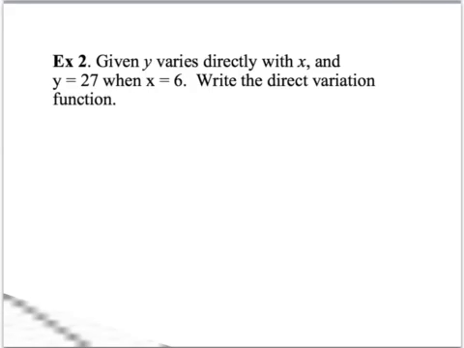Example 2 is very similar to example 1. It says given y varies directly with x. So just from this statement, we know that they should have the form y equals k times x, when y is 27 when x is 6. We want to write the direct variation function. Well, remember, to write the function, you need to know the k value.